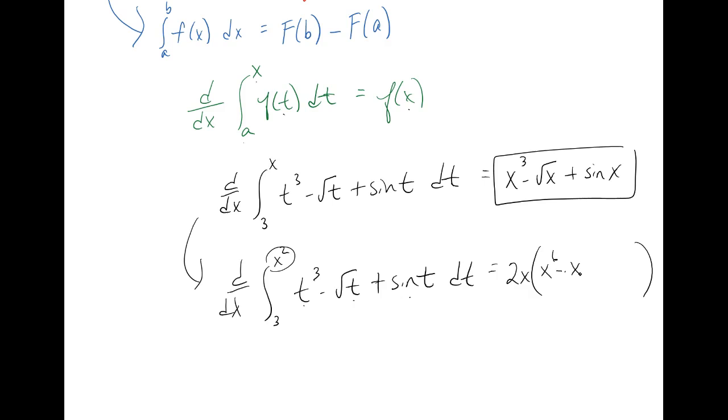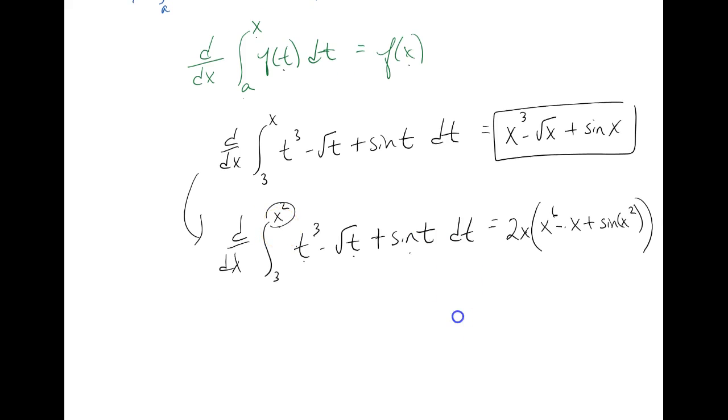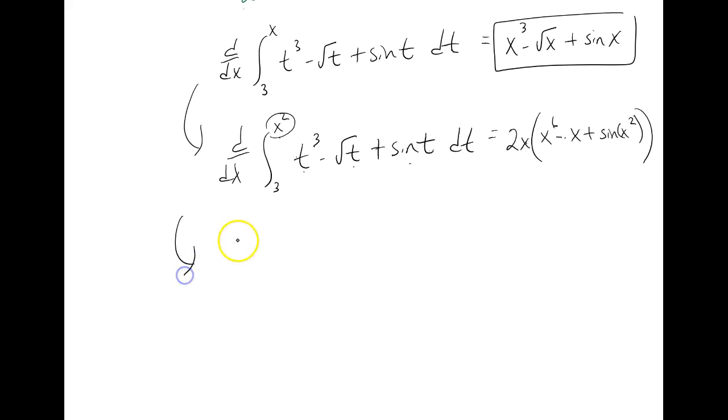Well, it's just an x, and then plus the sine of x squared. So I'm still plugging this in for all of the t values. The only difference is after you plug that in, or before, make sure you multiply by the derivative of whatever you just plugged in.